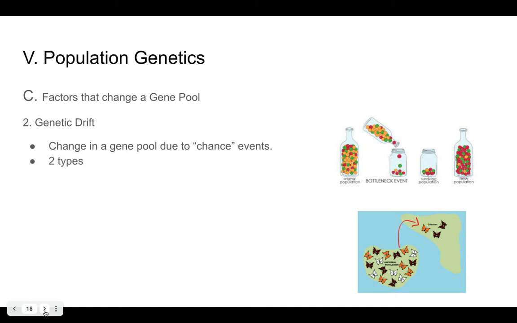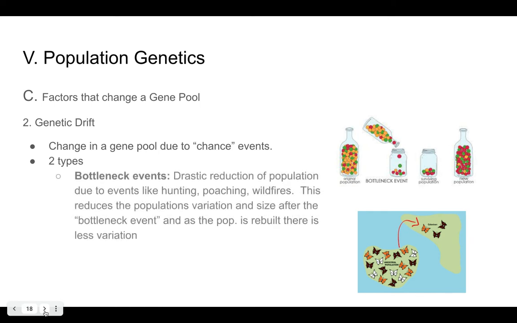And so there are two types of genetic drift. The first is called a bottleneck event. You have this picture in your notes here of a bottleneck event. What I want you to see is the original population. Check out this first bottle. This represents the original population. Look at all the variation that exists in that population. There are lots of colors of marbles, lots of differences in the population.